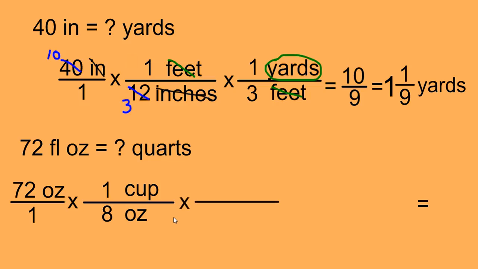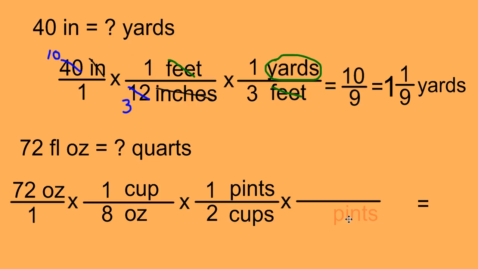Set up your next conversion factor. We put cups on bottom this time and pints on top. Since there are 2 cups in 1 pint, we will put a 2 next to the cups and a 1 next to the pints. In our final conversion factor, we put pints on bottom and quarts on top. Again, 2 pints is equal to 1 quart. Now we can cross cancel. The ounces will cross cancel, the cups will cross cancel, the pints will cross cancel, and we're left with quarts.